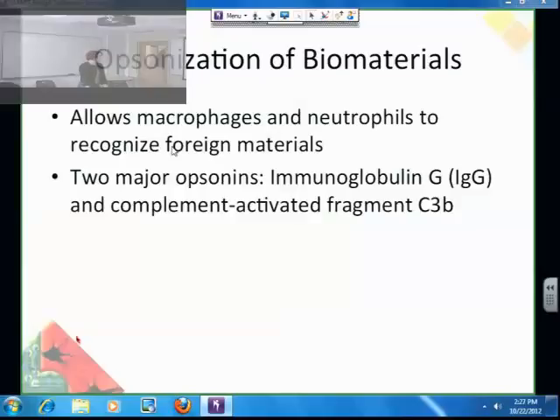IgG and C3b are two of the most common proteins that will adsorb to the surface of a biomaterial, just because they're really abundant in the blood and in tissue. And then macrophages and neutrophils actually specifically react to IgG and C3b. They're both part of the complement pathway that we're going to talk about in a lot more detail in the next term. But suffice it to say now that this protein coating step, this opsonization, is an important part of the pathway.